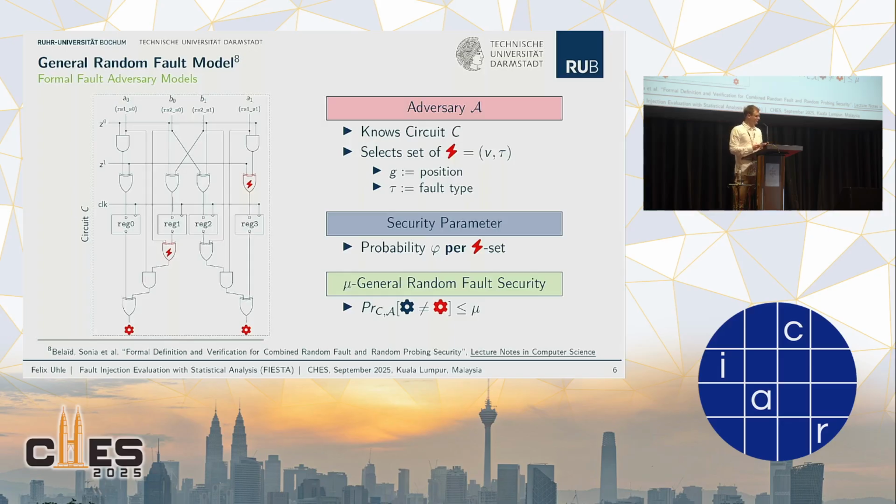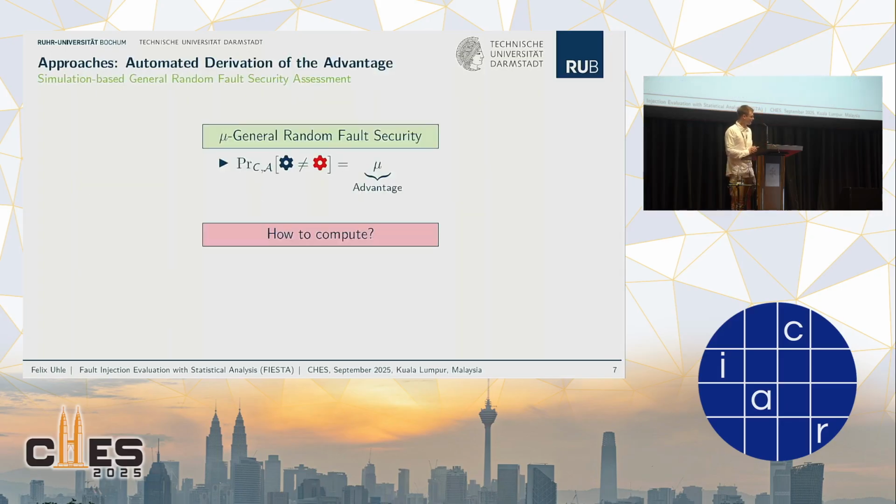Okay, the security definition stays the same, but instead of random fault security, now we have general random fault security, right? But no change here. And the objective of our work was primarily to investigate how we can compute the advantage, the probability that an effective fault occurs, efficiently.